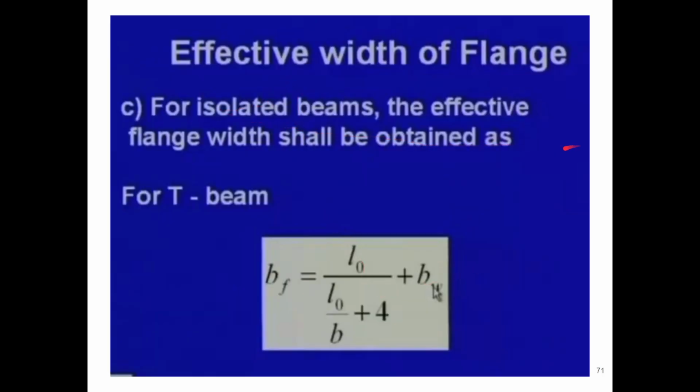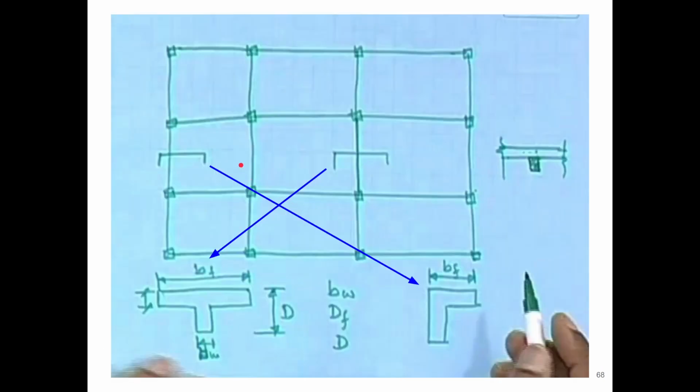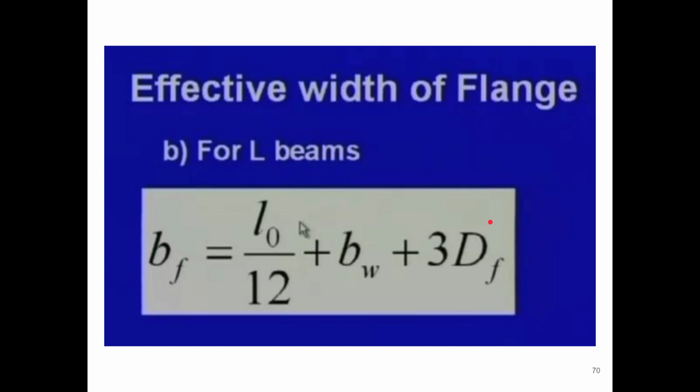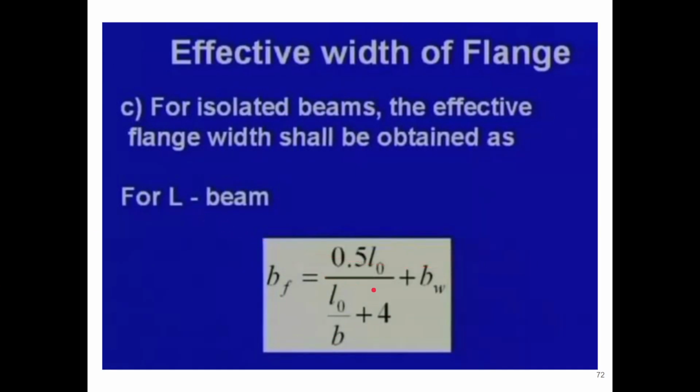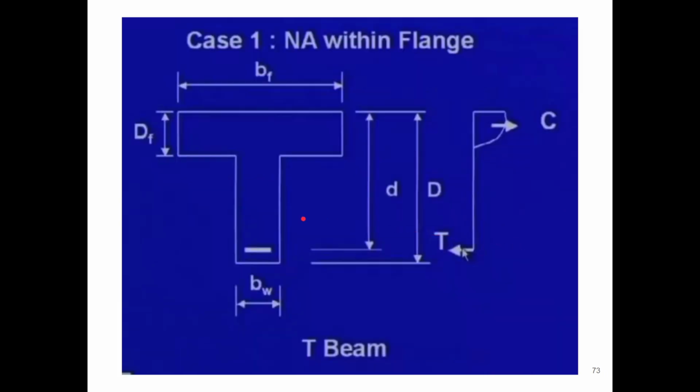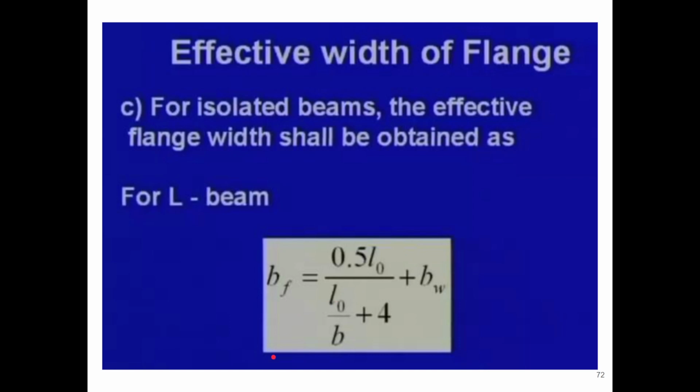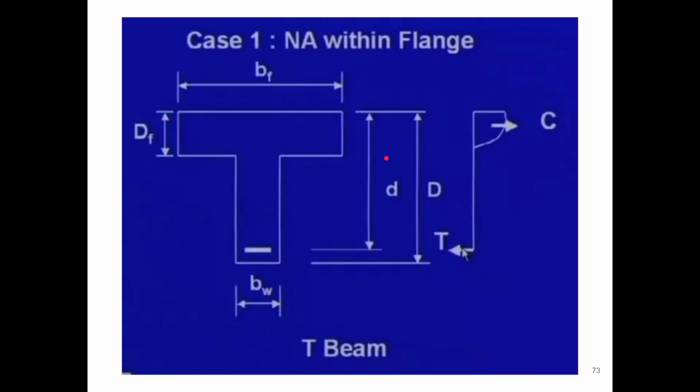In the case of an isolated beam, where only one beam is there, it is not connected as shown here; this is not isolated. So if it is an isolated beam, the effective flange width shall be obtained as, for a T beam, BF equal to L naught by (L naught by B plus 4) plus BW. For an L beam it will be 0.5 L naught by (L naught by B plus 4) plus BW, it will be half. So these are some of the equations for calculating the width of flange, for isolated as well as non-isolated beams, both for T beams as well as L beams.